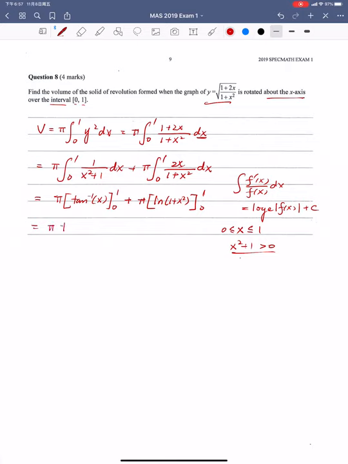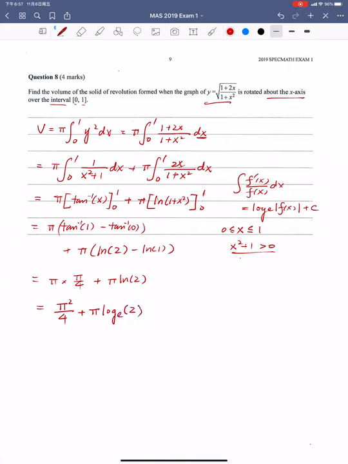Now I have pi times tan inverse 1 minus tan inverse 0 plus pi natural log 2 minus natural log 1. So the final answer is pi times pi on 4 minus 0, which is nothing, plus pi times natural log 2. It could be written as pi squared over 4 plus pi log e of 2. And the unit is unit to the power of 3, unit cubed.